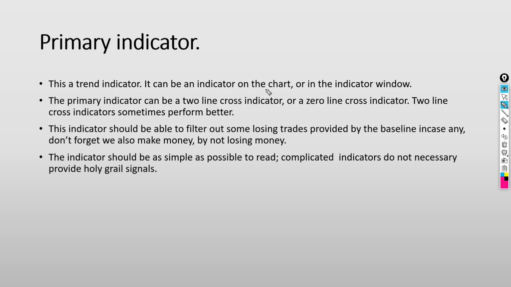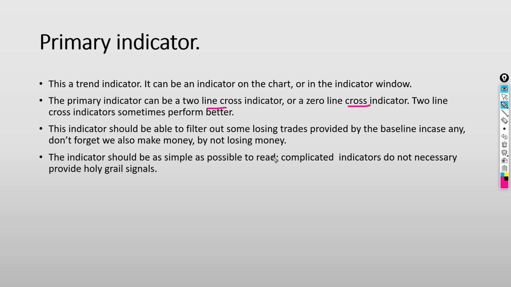It can be an indicator on a chart, or it can be an indicator in the indicator window. We agreed that on a chart there are always two sides. There is a side where you see your chart, and a side where you see indicators only. Some indicators can go on the chart side, and some can go in the indicator side. A primary indicator can be a two-line cross indicator or a zero-line cross indicator.